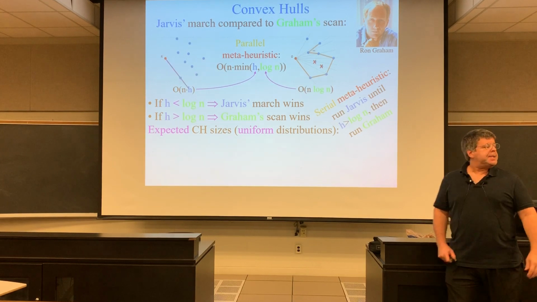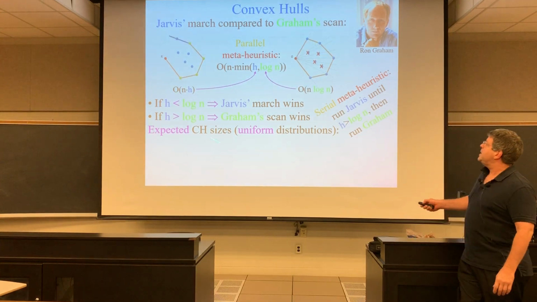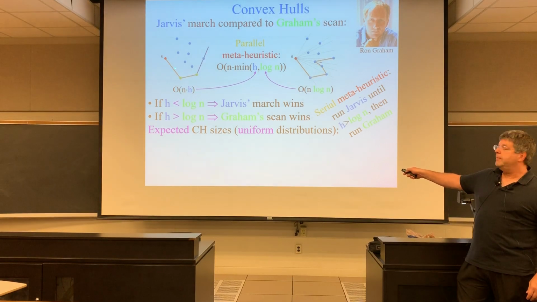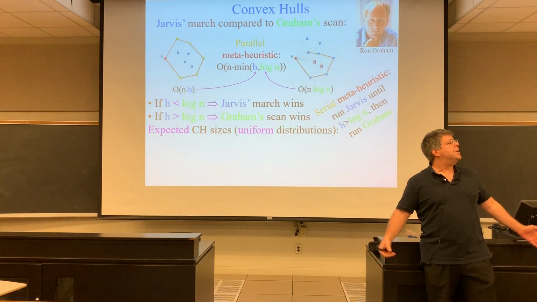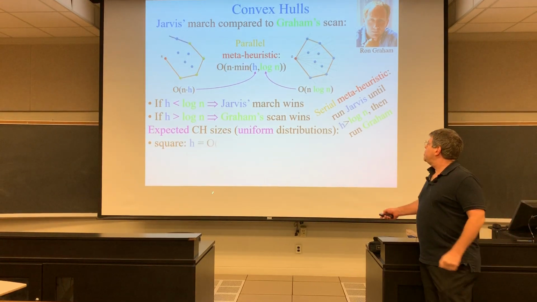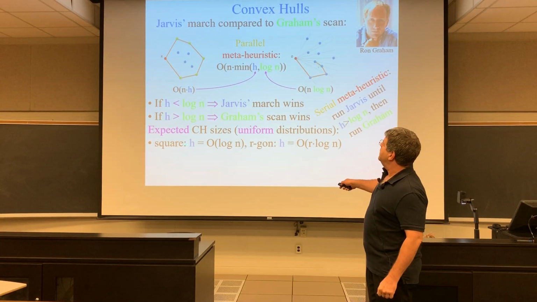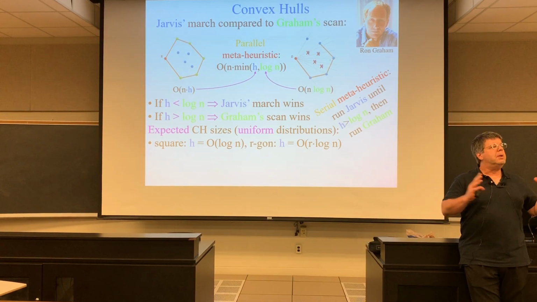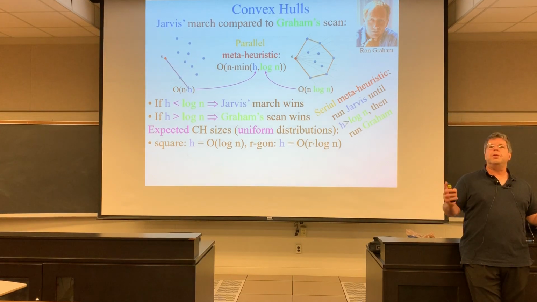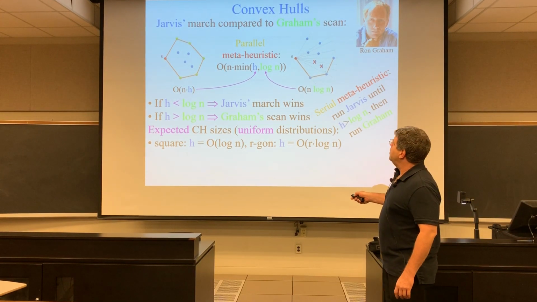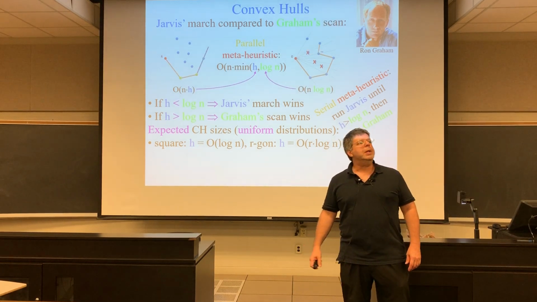Now, you might ask, on average, what's the size of the convex hull? Because the runtime depends on the size of the convex hull. Well, that depends on your distribution. If your distribution is random points inside a square, x and y selected independently and uniformly between 0 and 1 in a 1 by 1 square, the size of the convex hull will roughly be logarithmic in the number of points.